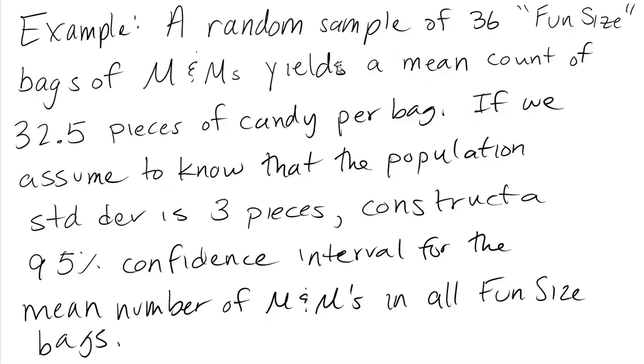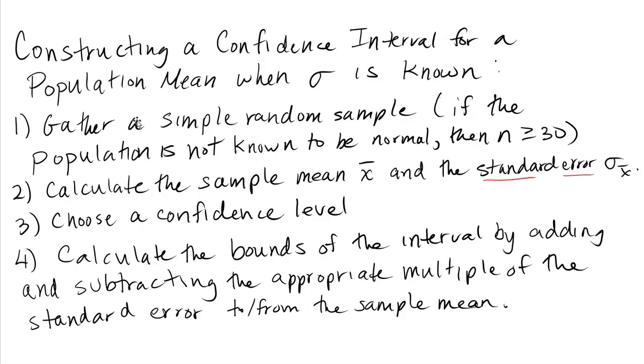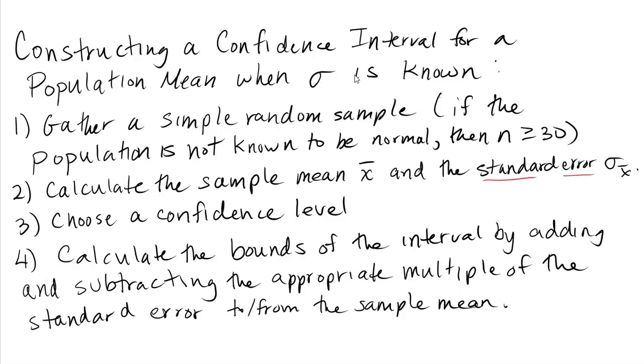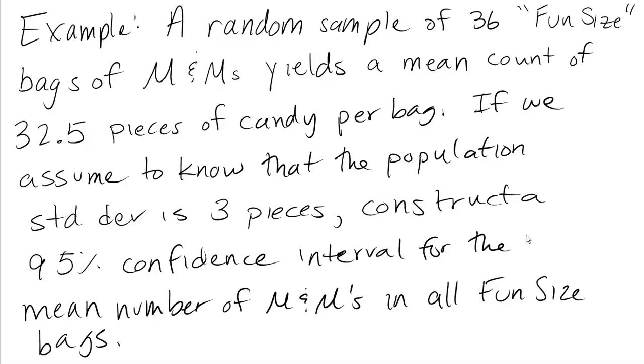We had a random sample of 36 fun bags of M&Ms and we were told the mean count. Again, on the previous slide I said gather our simple random sample. But in a classroom problem, you're given the sample data or you're given some statistic from the sample data. If we assume to know that the population standard deviation is 3 pieces, we know sigma, that's part of our assumptions. Construct a 95% confidence interval for the mean number of M&Ms in all fun size bags.